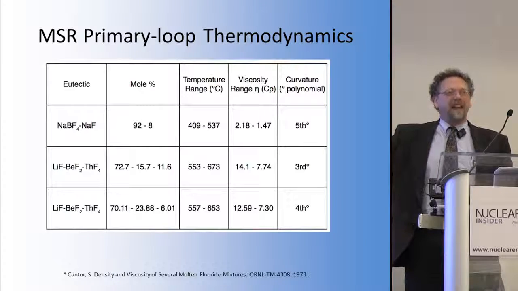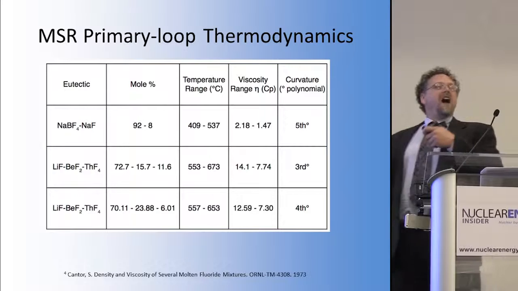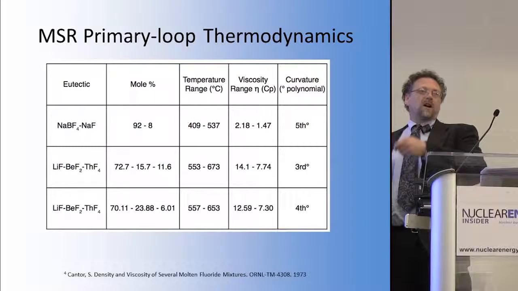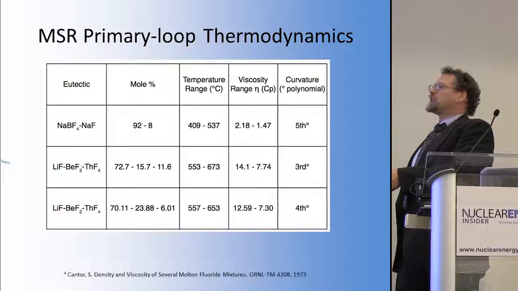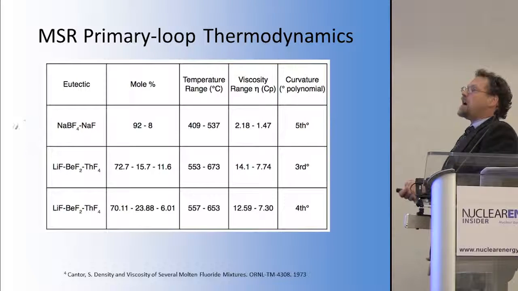I wanted to point out a eutectic is something that you add to a salt to lower the melting point. And you want that. You want a large liquidus range. And you want to start low. A lot of work has been done over the decades to look at different eutectics. So we have sodium tetrafluoroborate combined with sodium fluoride.